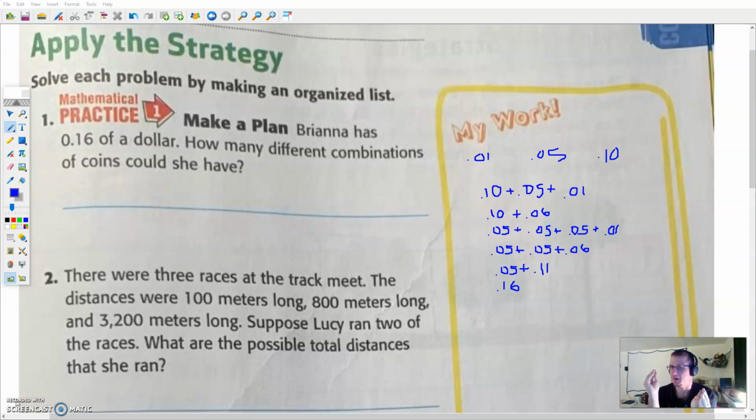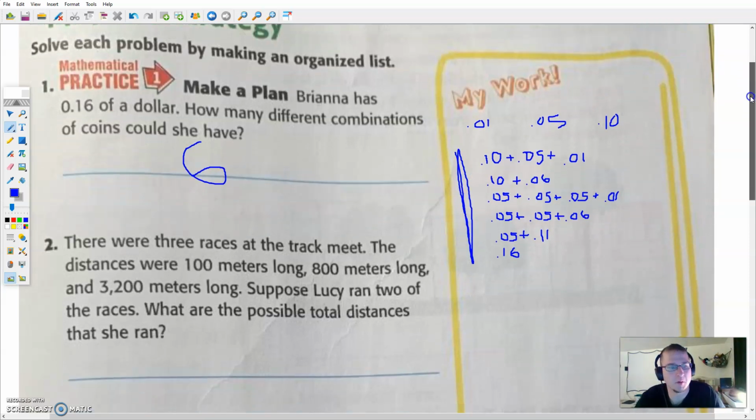We've got a dime, a nickel, and a penny. That's 16 cents. I've got a dime and 6 pennies, 16 cents. 3 nickels, 5, 10, 15, plus 1 penny is 16. 2 nickels plus 6 pennies is 16. 1 nickel plus 11 pennies is 16. Or just 16 pennies. So if we count those, we've got 1, 2, 3, 4, 5, 6 different ways that she could. And I know that because of this organized list I've made over here. So the key detail to this is making that organized list for each of these problems.